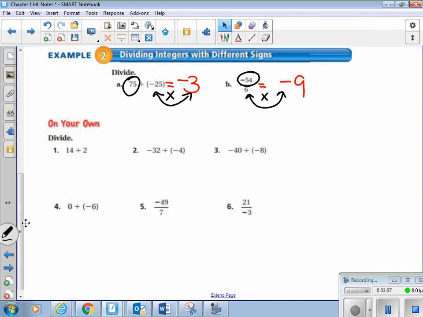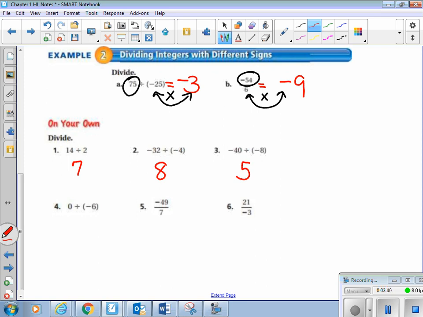In number 1, a positive divided by a positive is going to give me a positive answer. 14 divided by 2 should have given you positive 7. Number 2, we've got a negative divided by a negative, so my signs are the same. My answer is going to be positive. 32 divided by 4 would be a positive 8. Therefore, negative 32 divided by negative 4 is also positive 8. Number 3, negative divided by a negative, my signs are the same. My answer is going to be positive 5.